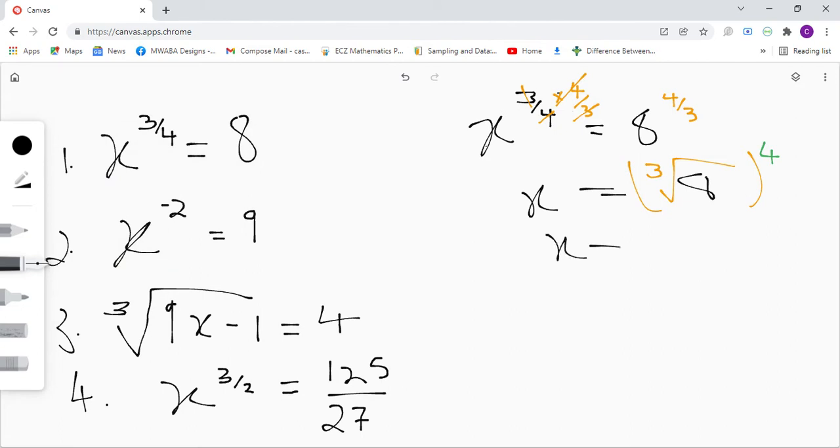So the cube root of 8 is 2. So we're going to have 2 to the power 4. Alright. 2 times 2 times 2 times 2. So we're going to have 4 2's here. 2 times 2 times 2 times 2. So this is 4, 8, 16. So x is going to be equal to 16.